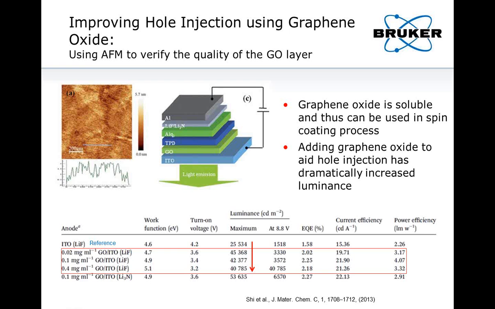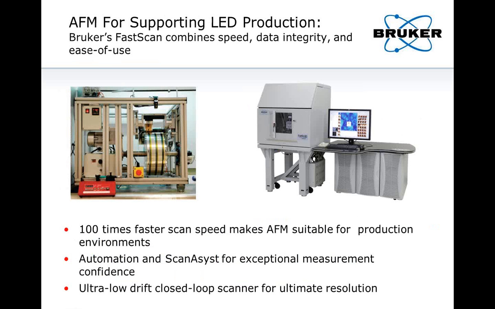Now, what can AFMs do to support LED production? And of course, when you go into LED production for organic LEDs, you want to print or spin coat your devices. It's very difficult to vacuum deposit very large devices, or it's not very cost effective. But your AFM has to also keep up with it, and that's where our FastScan system comes into play, which is about 100 times faster than a conventional AFM, and this makes it suitable for production environments.